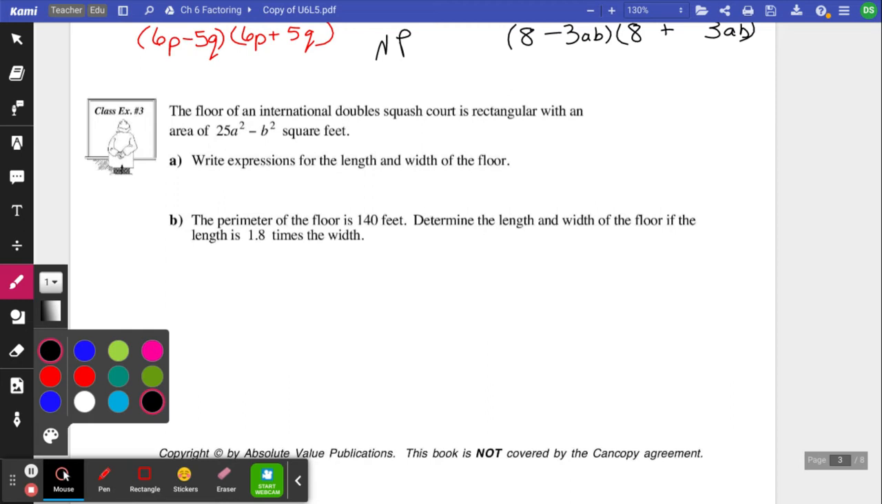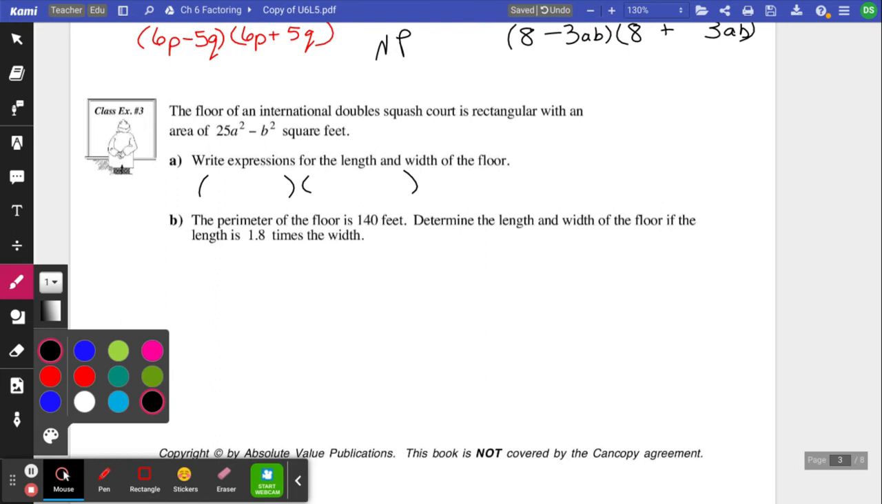We are given area. Area is created by multiplying the length times the width together. So I need 2 things that multiply together to give me 25a squared minus b squared. Agreed? So that's just called factoring, by the way, people, right? When we break into things that multiply together. Okay, so here we go. We just happen to notice this is a special kind.